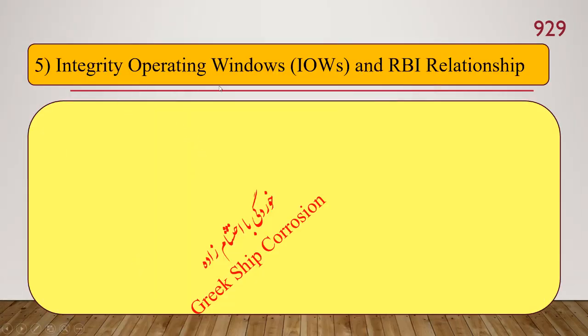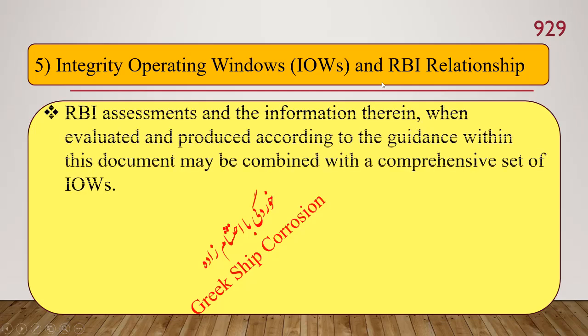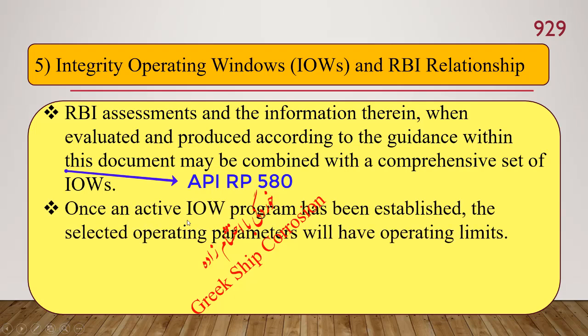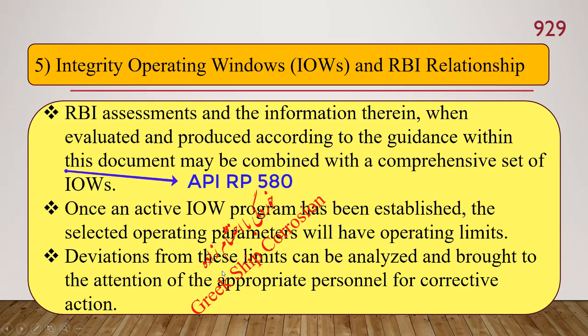5. Integrity operating windows and RBI relationship. RBI assessments and the information therein, when evaluated and produced according to the guidance within this document, may be combined with a comprehensive set of IOWs. Once an active IOW program has been established, the selected operating parameters will have operating limits. Deviations from these limits can be analyzed and brought to the attention of the appropriate personnel for corrective action.